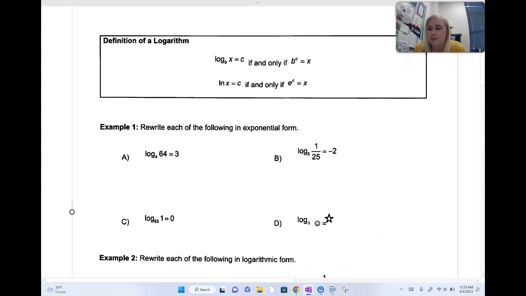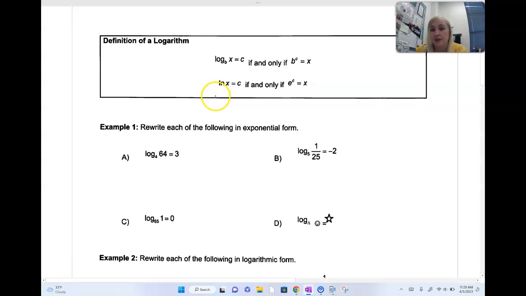So we have log base b of x equals c if and only if b to the c equals x. Remember, logs and exponentials are inverses of each other. We can use that to solve and make sure our logs are following those properties.